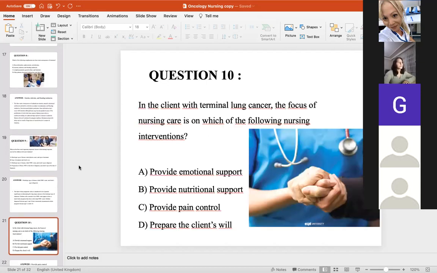And question 10. In clients with terminal lung cancer, the focus of nursing care is on which of the following nursing interventions? A. Provide emotional support. B. Provide nutritional support. C. Provide pain control. D. Prepare the client's will.